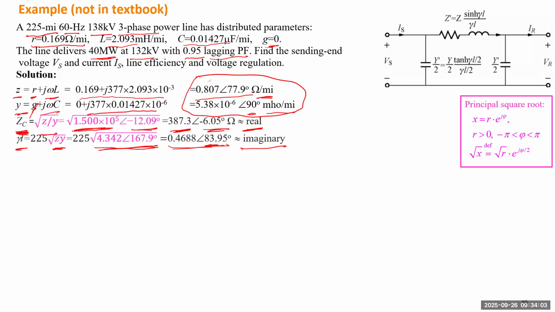When we ignore the loss of the line, if R is 0 and G also 0, this one will be exactly real and this one will be exactly imaginary.